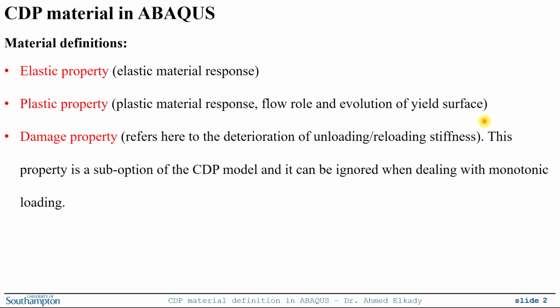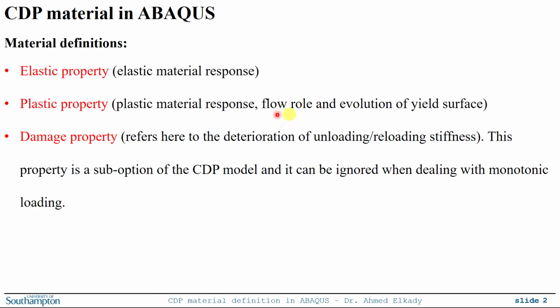So first of all, the CDP material model has a number of material definitions. The basic one is the elastic property, similar to most of the material models. So you need to define the elastic property or the elastic material response. And then there is the plastic property, and this is where you define the stress strain behavior in the plastic range or the inelastic range.